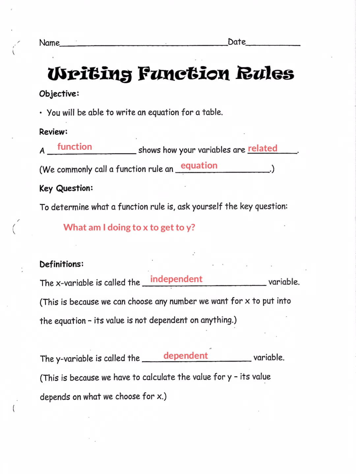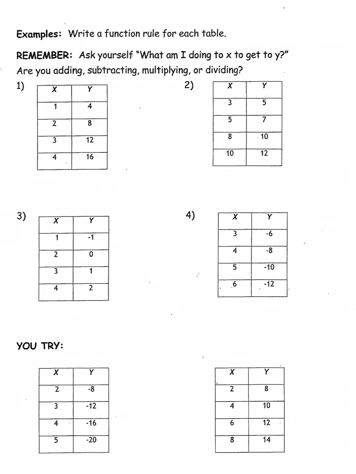Now the y variable is called the dependent variable. This is because we have to calculate the value for y. Its value depends on what we choose for x. And again, the key word there was depends on what we choose for x. Now let's practice a few. Let's always remember to ask ourselves, what am I doing to x to get to y? So that's what you want to do.